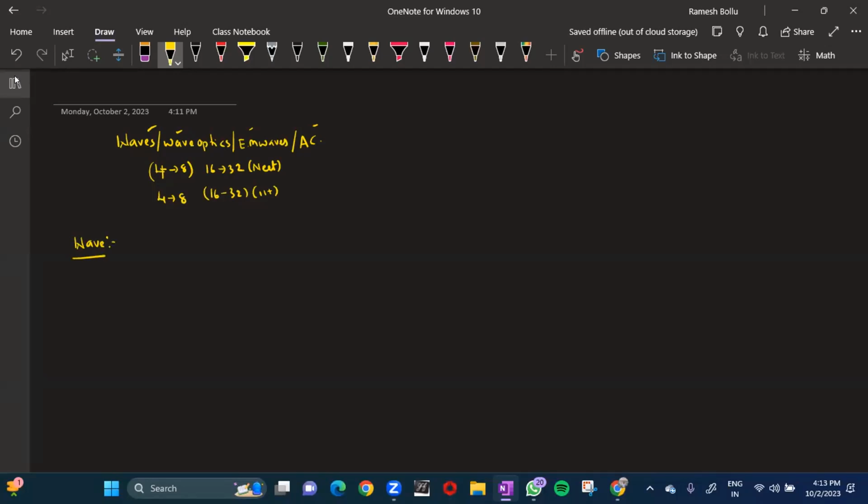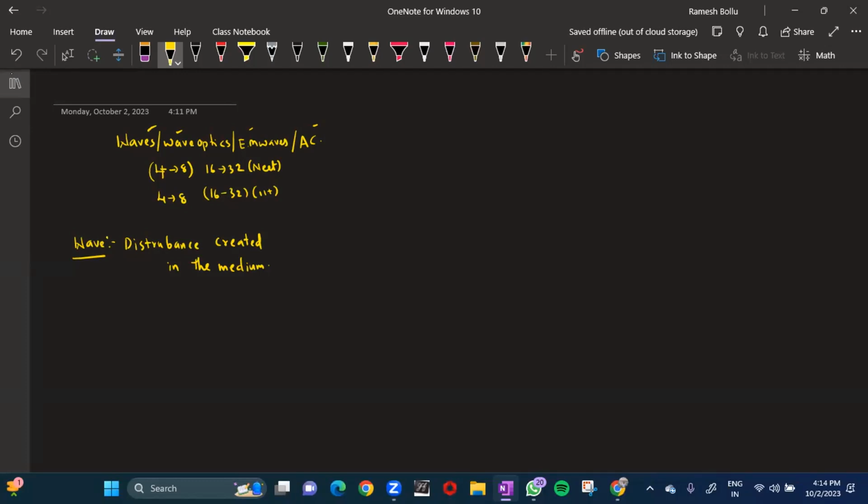Someone tell me, what is the concept of wave? Respond, children. Wave is nothing but a disturbance created in the medium. The disturbance created in the medium is nothing but wave. That medium can be anything. When you talk about electromagnetic waves, the medium is not compulsory. Without the medium also, the waves can propagate.